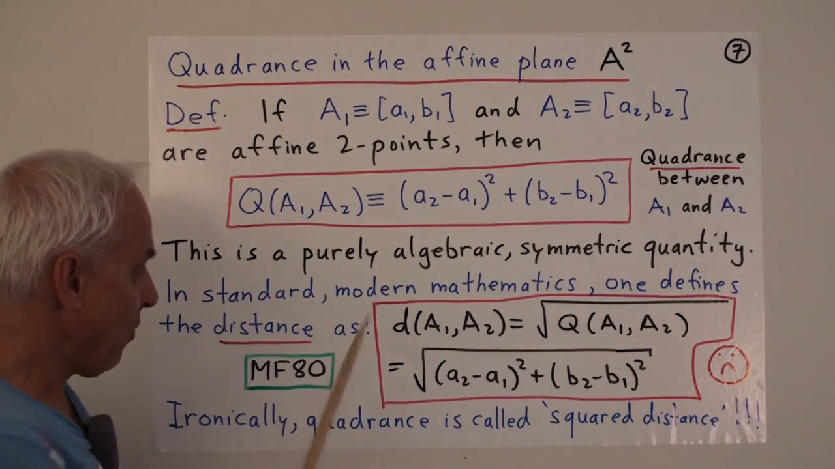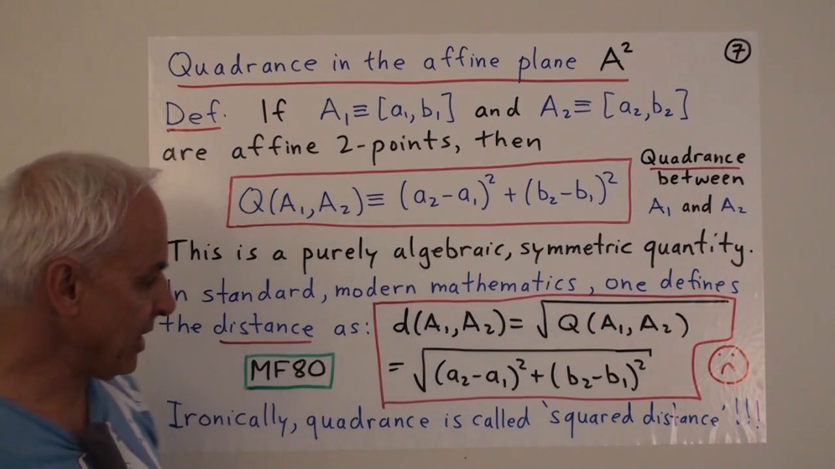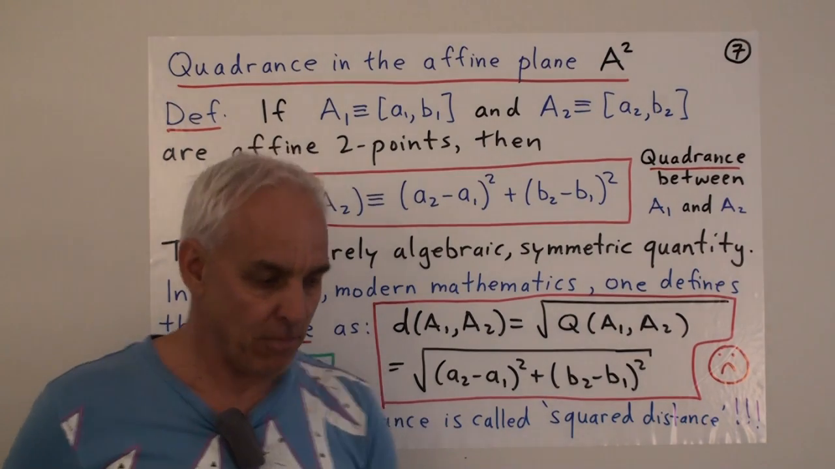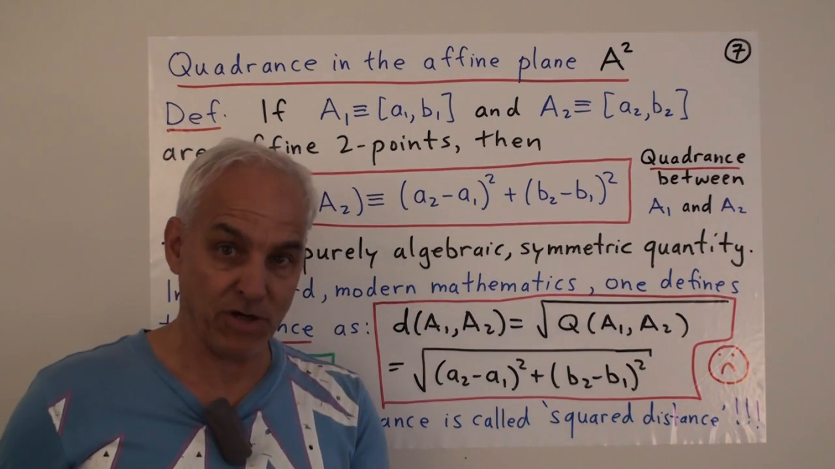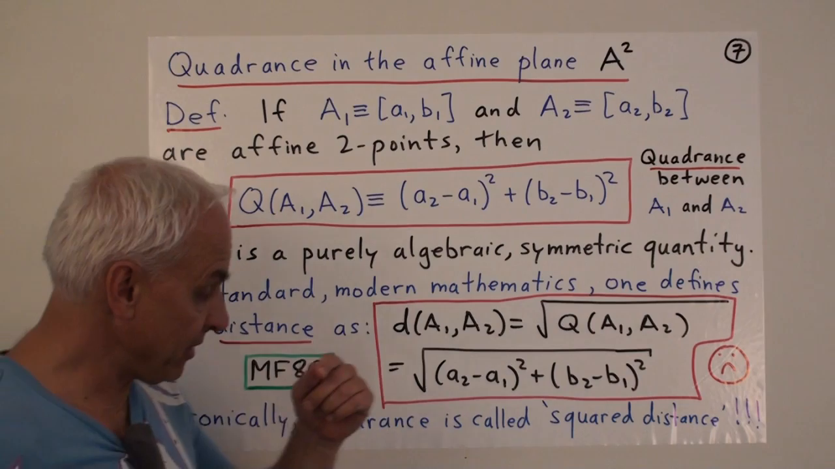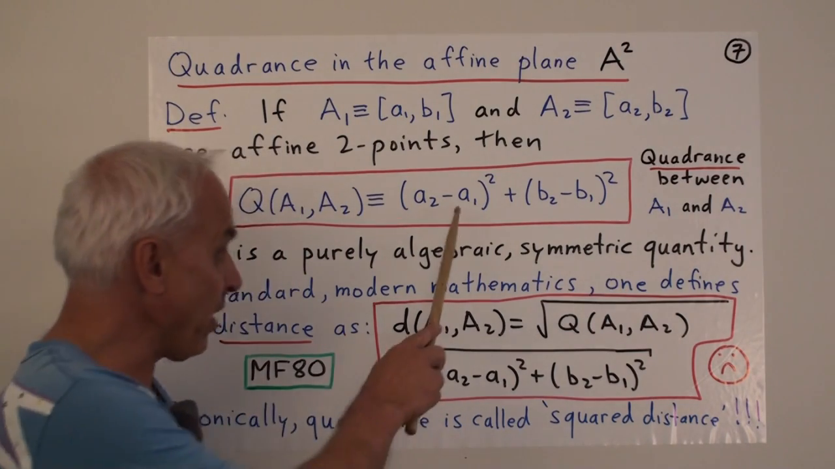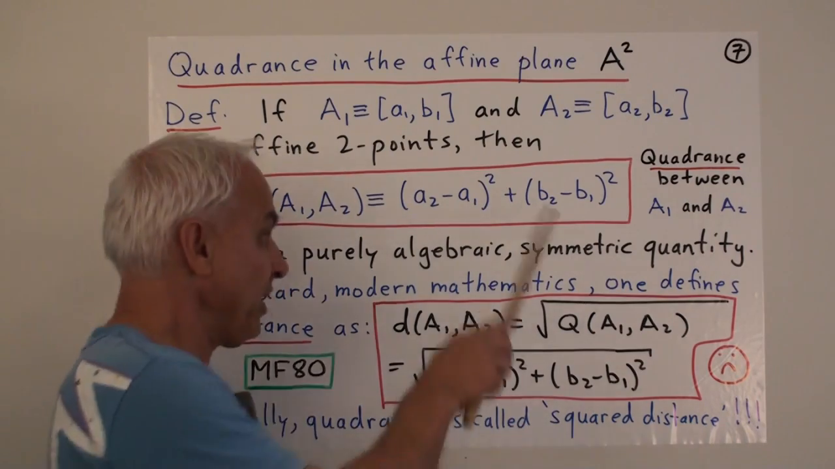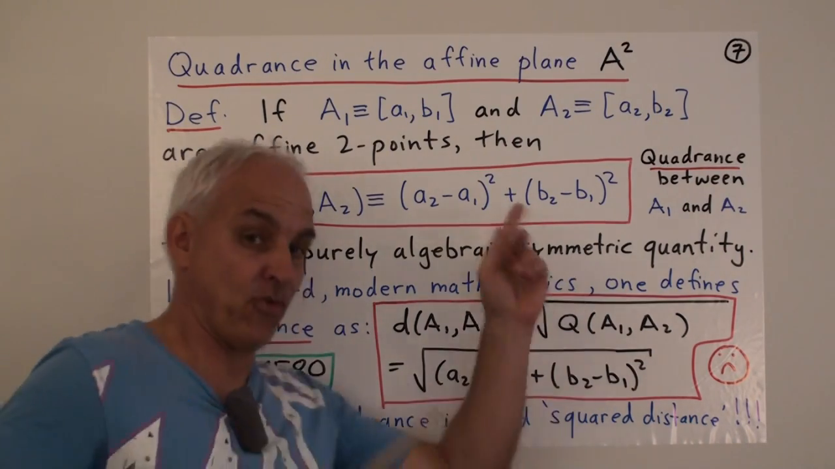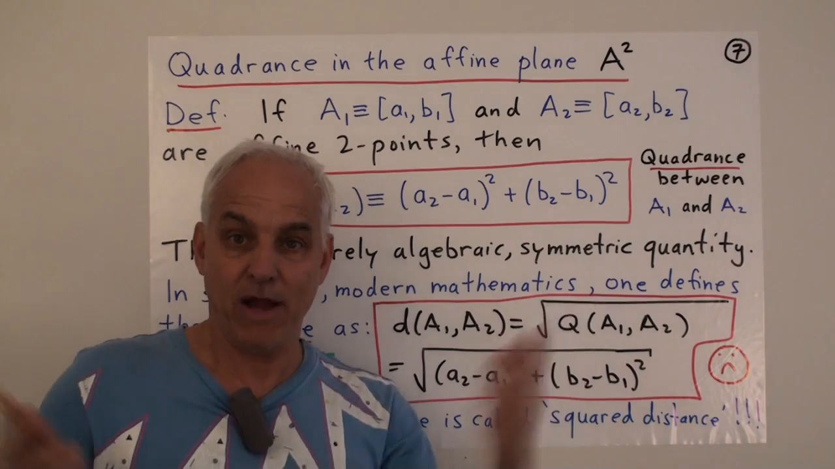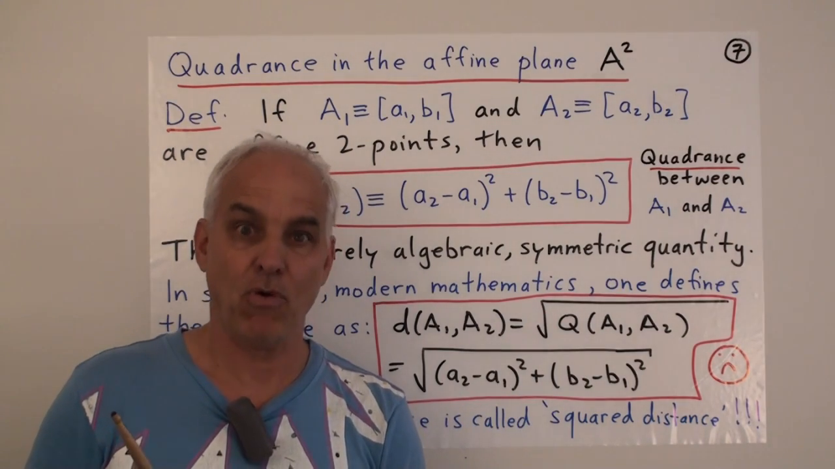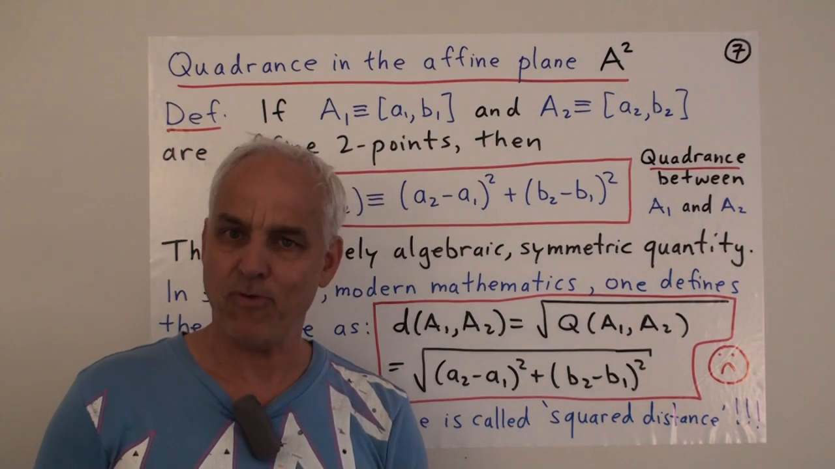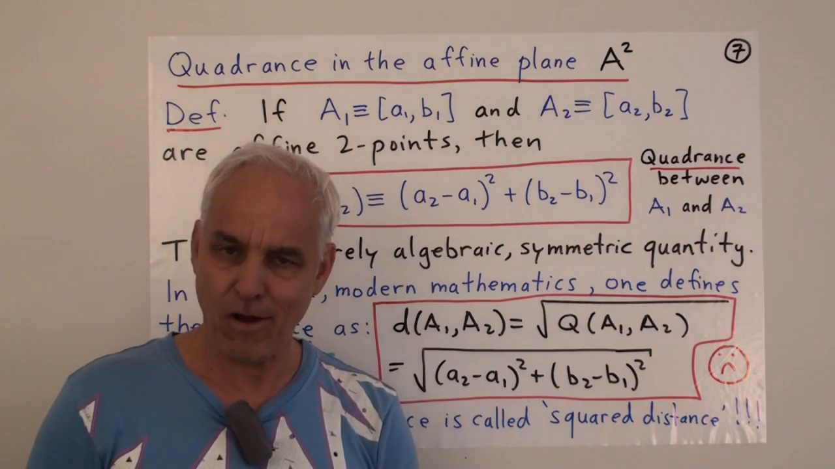Ironically, what we're calling the quadrance is often called the squared distance. So modern mathematical logic is so impoverished that the absurdity of taking a quantity, finding its square root, and then referring to the original quantity as the square of the square root is not widely appreciated. People do not roll their eyes at the mention of the squared distance, even though they probably should. This is almost absurd.